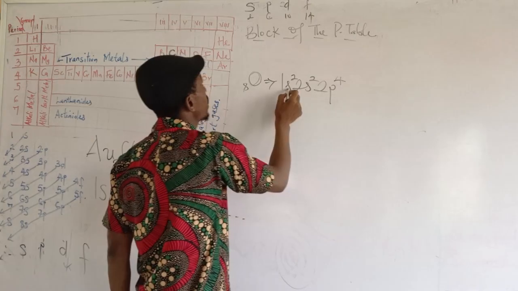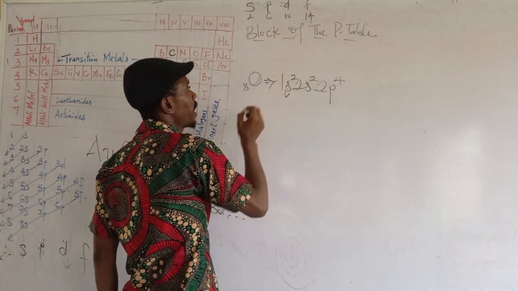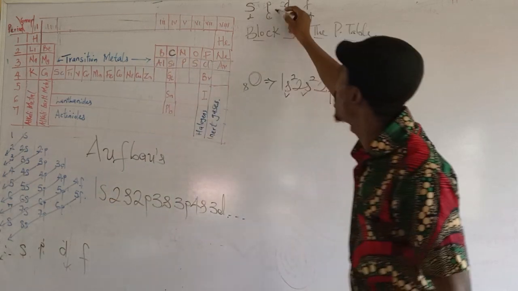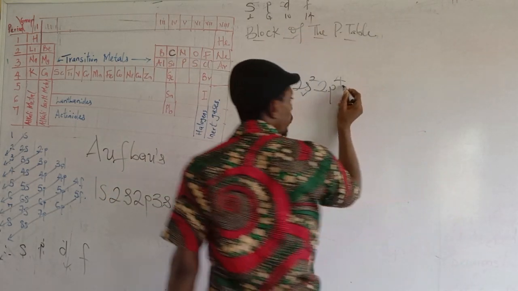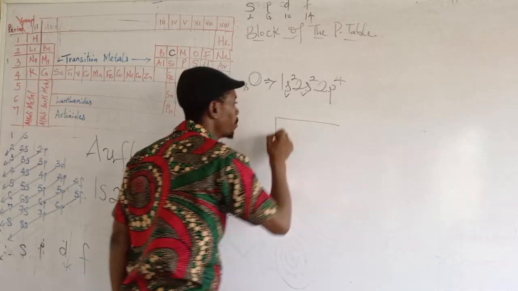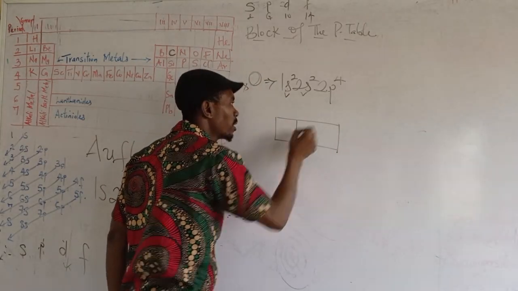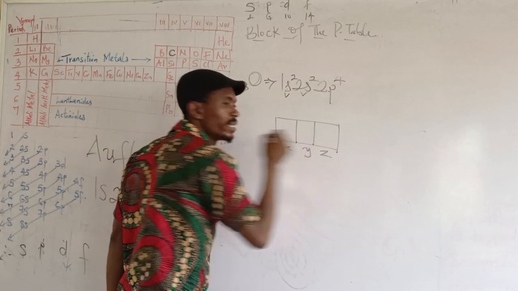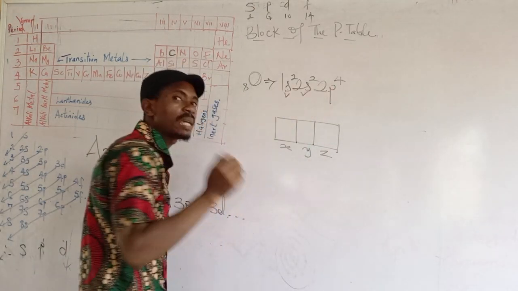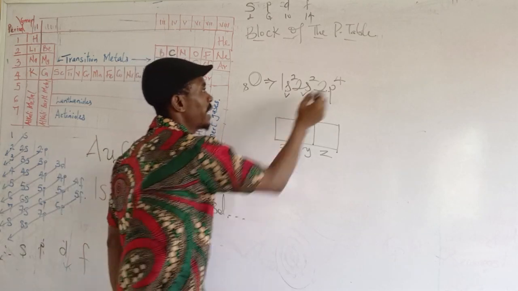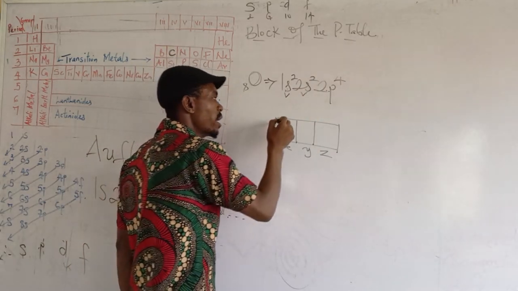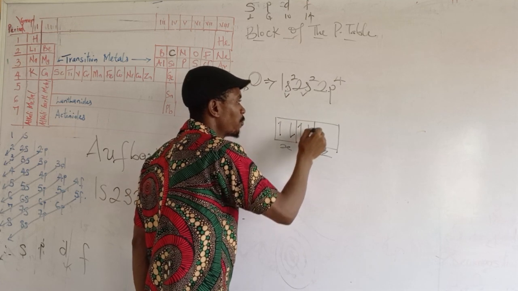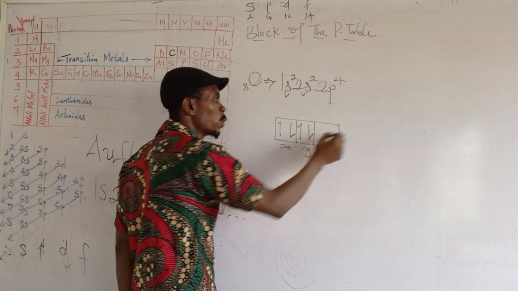Like I said, s is taking the maximum of 2. This is already correct, so it's balanced. This is also s balanced. But p has to take a maximum of how many? A maximum of 6. Here it's only 4. So this is how you configure the p block. You divide it into 3 degenerate orbitals, called x, y, and z. Since p has to take a maximum of 6, and there are 4 there, I can simply say let it go like this: 1, 2, 3, 4. It is now balanced.